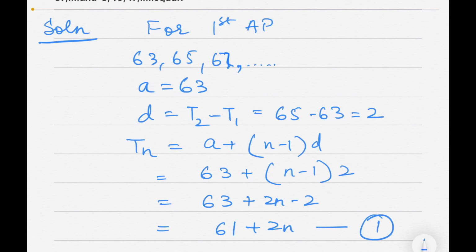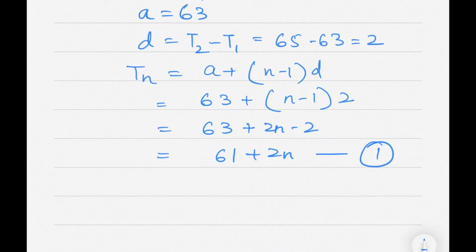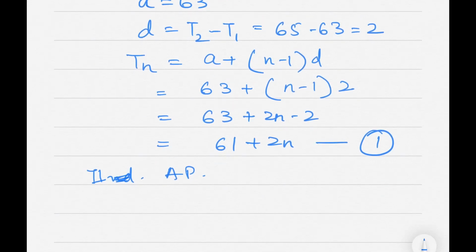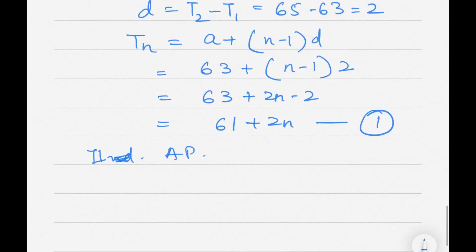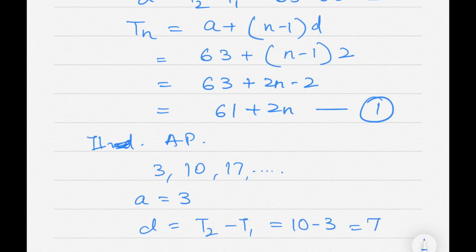So that is my first equation, right? Okay, now I'll move to my second equation, for the second AP. Now what is my second AP? The second AP is 3, 10, 17, and so on. Now I know A will be equal to 3 and D will be the second term minus the first term, so 10 minus 3, which is equal to 7.